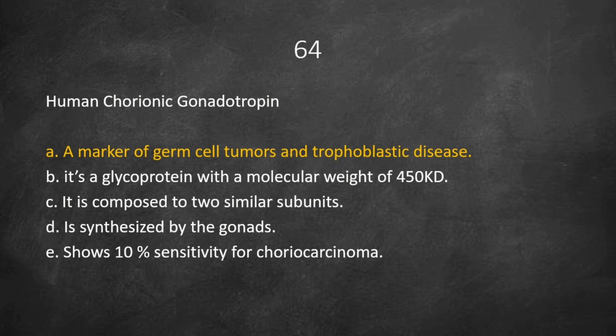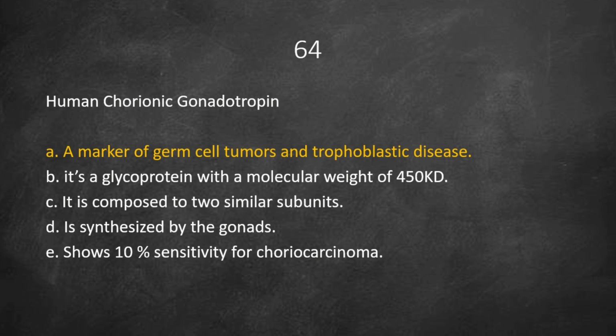Then if you look at option C, it says that it's composed of two similar subunits. This is incorrect. It said HCG is composed of two different subunits, an alpha subunit and a beta subunit. The alpha subunit is similar to the ones we see in glycoprotein hormones like LH, FSH, and TSH, whilst the beta subunit is unique to the HCG, and it provides its specific biological activity that we know.